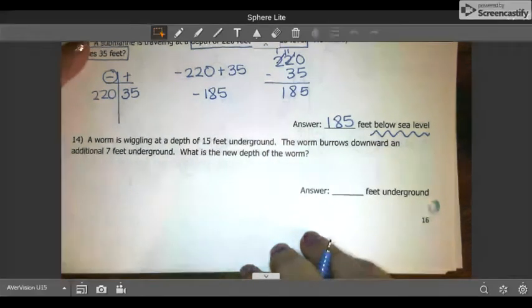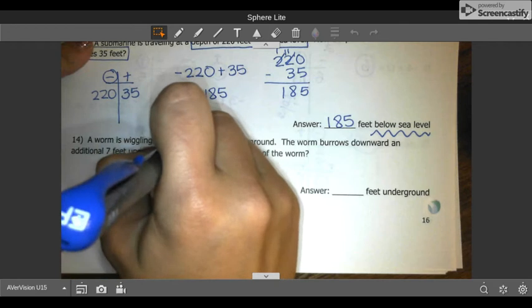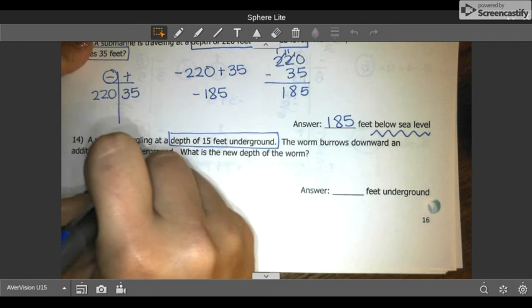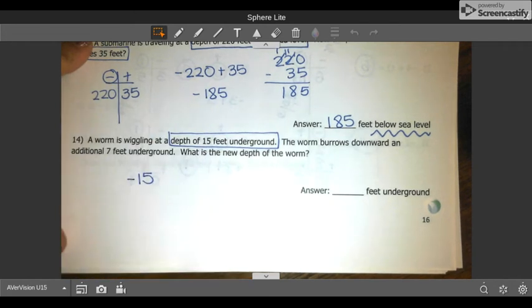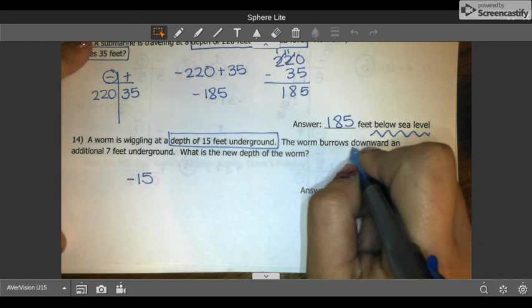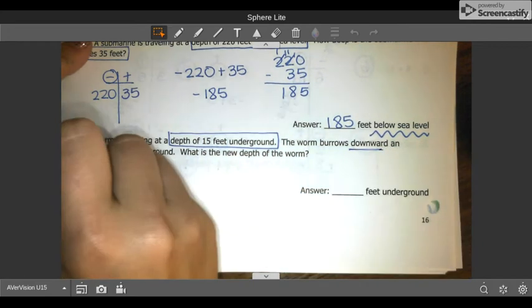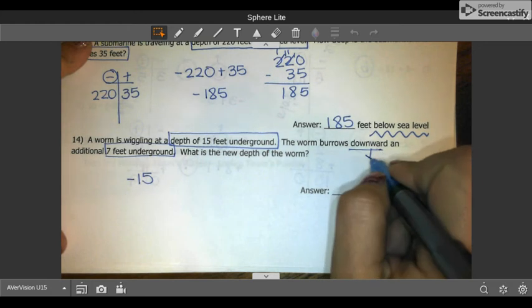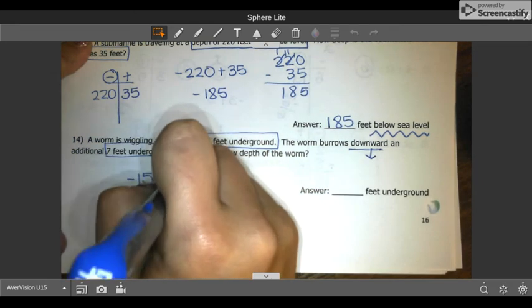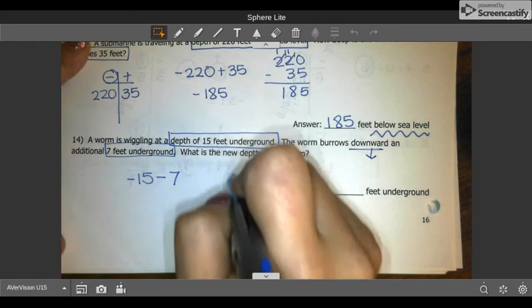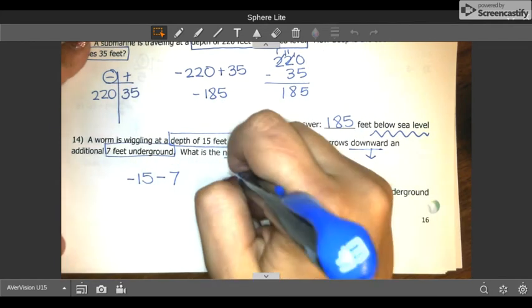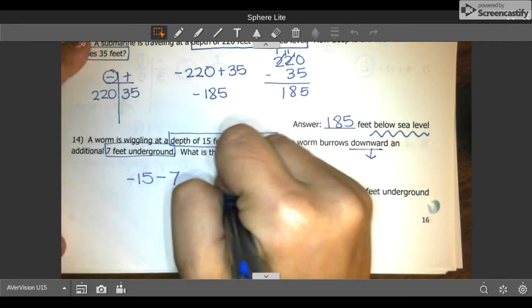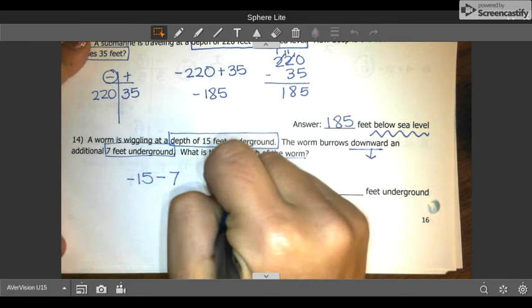Okay, a worm is wiggling at a depth of 15 feet underground. Since the worm is underground, I'm going to represent the depth as negative 15. The worm burrows downward an additional 7 feet underground. So since the worm is going down, we're going to subtract 7 more feet. What is the new depth of the worm? So we're going to make a scoreboard. Looks like I'm taking away 15 and I'm taking away 7 more.